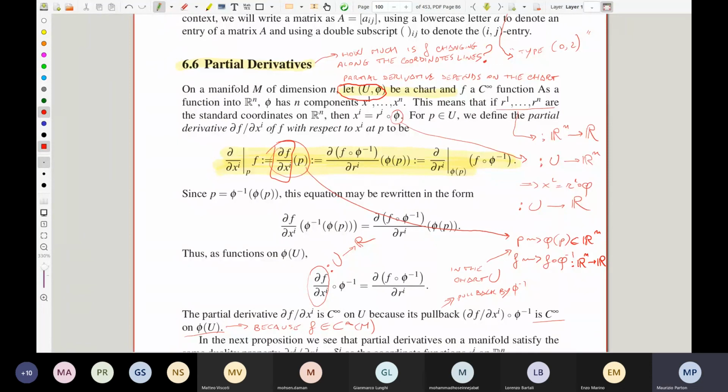These are just the partial derivatives of your function composed with the chart. As usual, I invite you to think, this is for the formal proof and to make formal arguments. But just think, my manifold locally is like Rn, and on Rn I can do partial derivatives. So locally, that means choose coordinates, I can do partial derivatives.